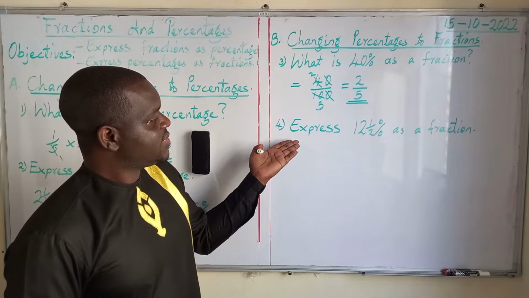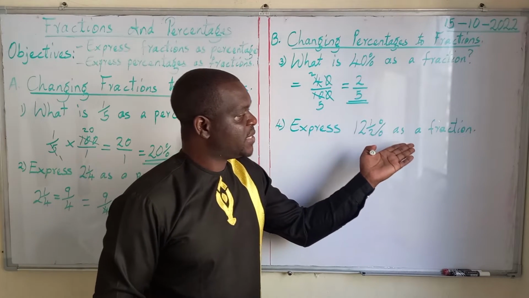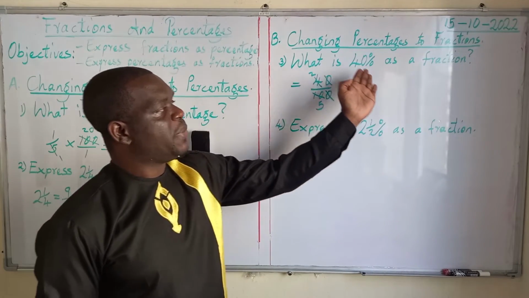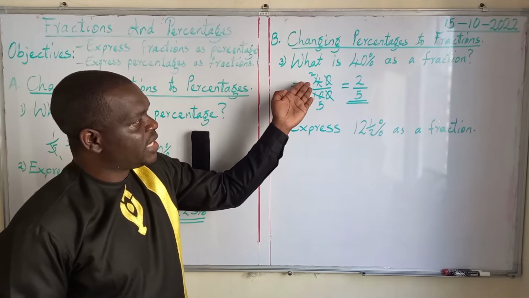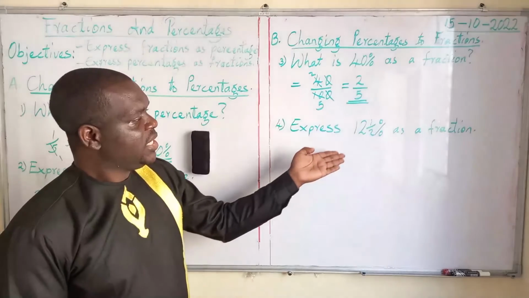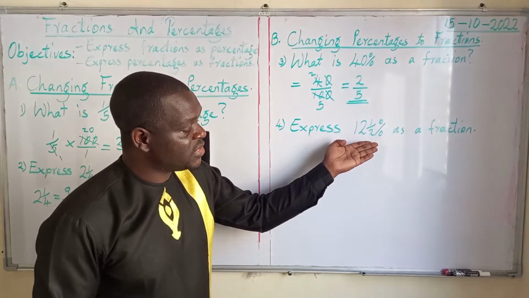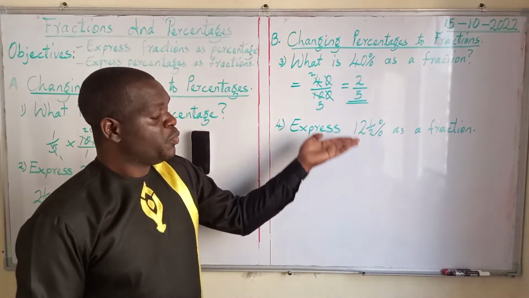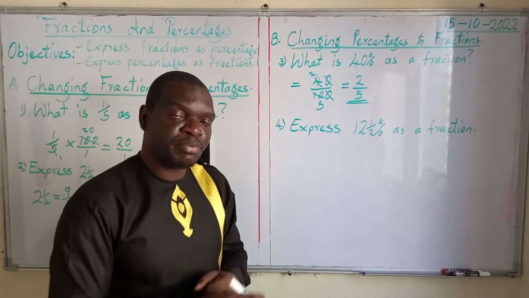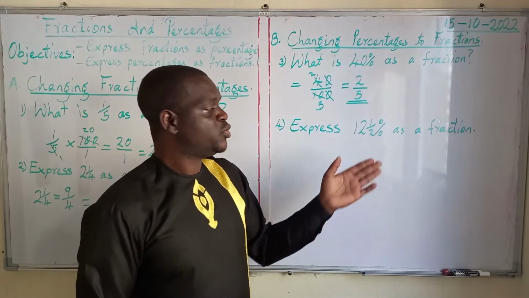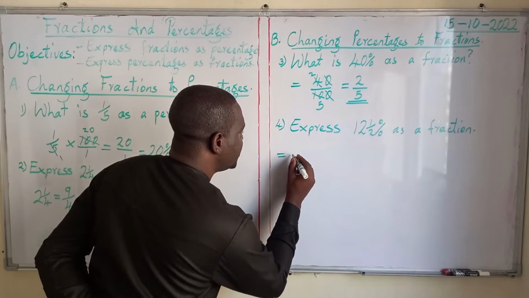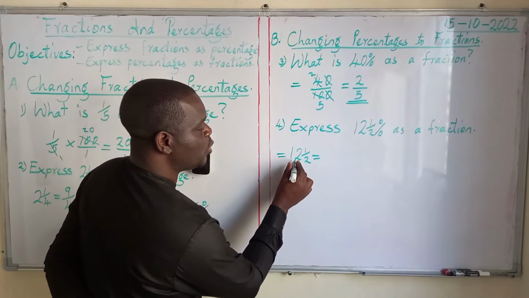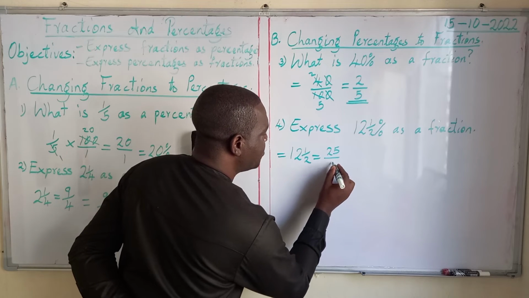Number 4 says, express 12 1/2% as a fraction. We learned in our previous example that to change from a percentage to a fraction, you simply take the number they've given you and express it over 100. Here we have a mixed fraction. But first of all, we should change it to an improper fraction so that it will be easier to divide by 100. So we take 12 1/2, which is the same as 25 over 2: 2 times 12 is 24, plus 1 is 25, all over 2.